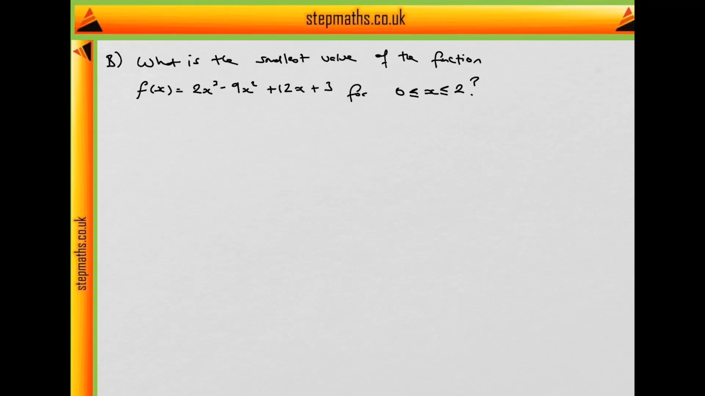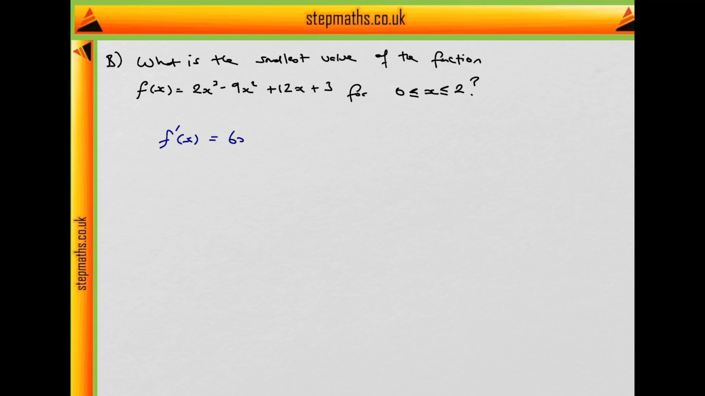Okay, so in question B, we're asked to find the smallest value of the function 2x cubed minus 9x squared plus 12x plus 3 in the range of 0 and 2. The way we do this is we're going to find the stationary points, if there are any, in this range. So to do that, we find f dashed of x.